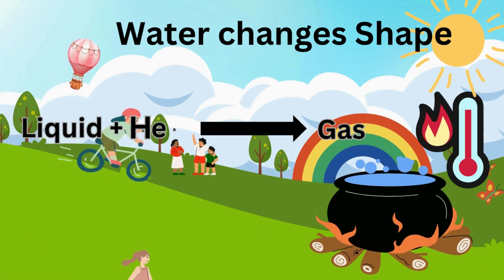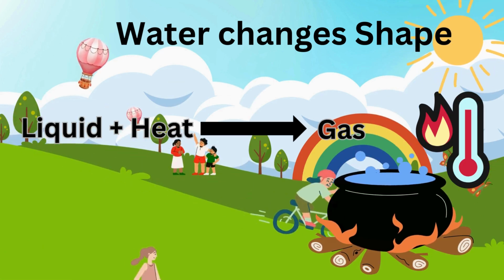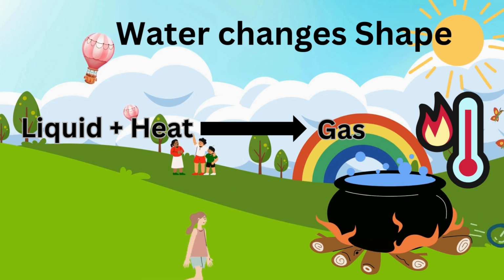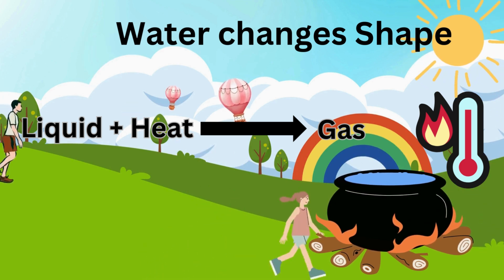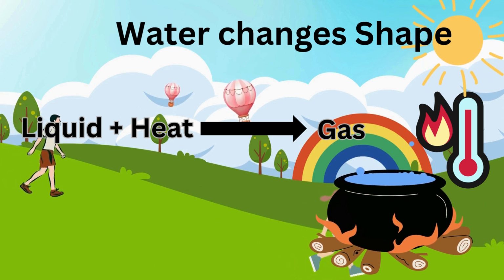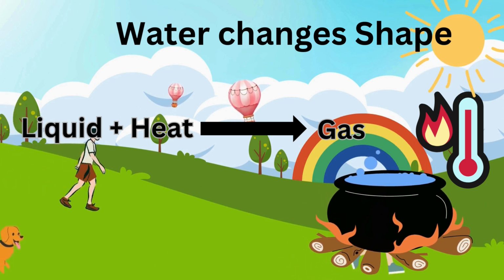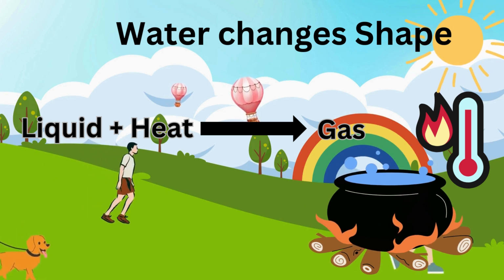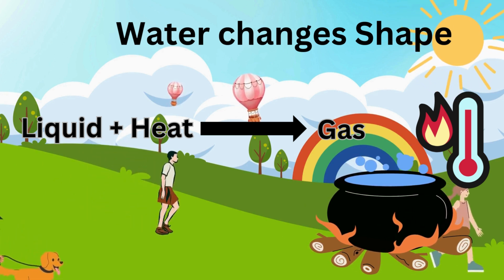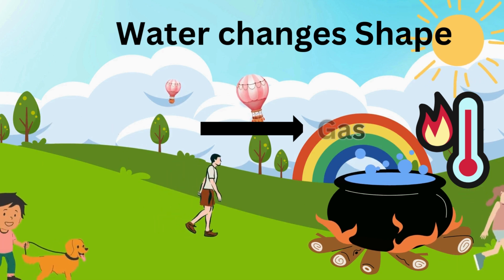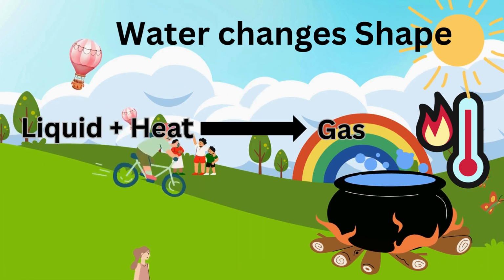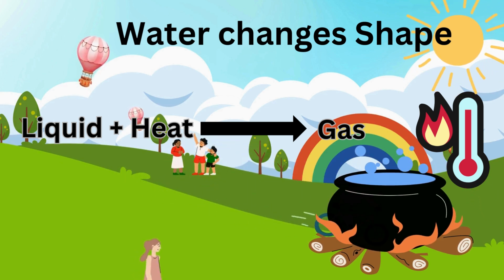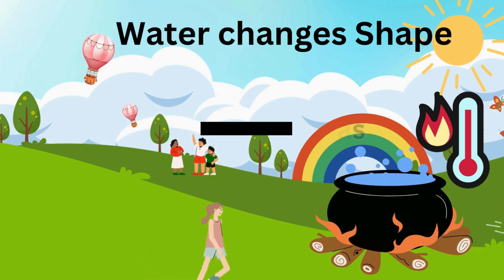If we heat water, it will boil. When water boils, it forms bubbles of gas, which are called water vapor. The particles of the liquid gain heat and move more quickly. Some of the heated particles move far apart and become a gas. This happens throughout the liquid, not just on the surface.